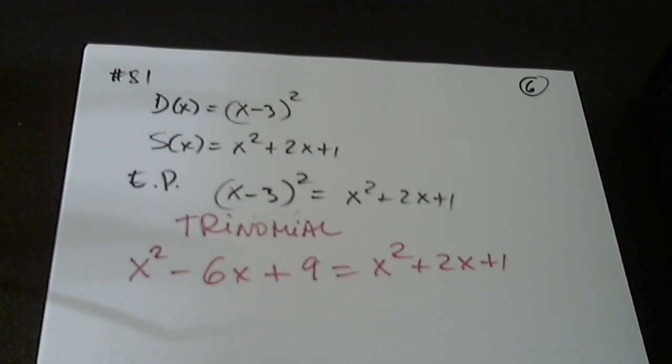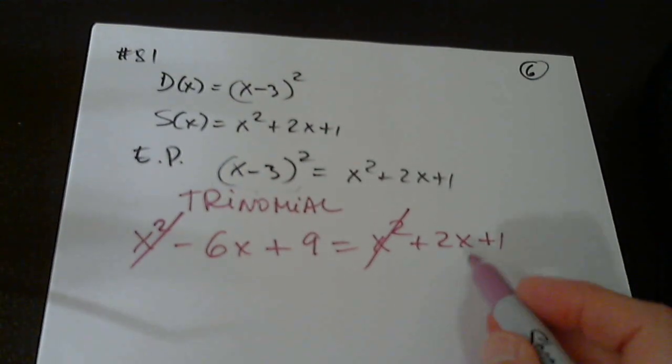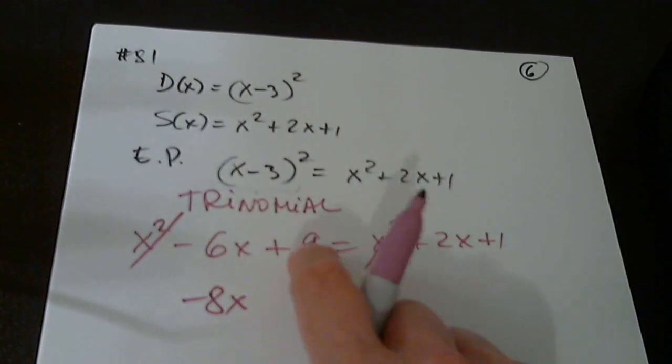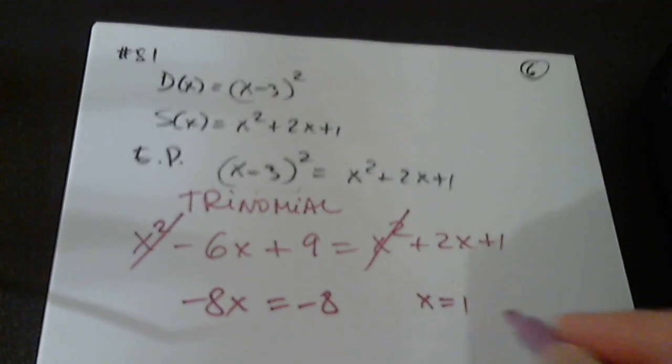Good. So we are trying to solve this equation. Of course, I'm subtracting x squared from both sides. I'm moving 2x to the other side. It became negative. I'm moving 9 to the other side. It became negative. So then I get x equals 1.